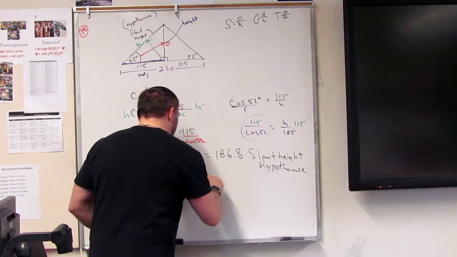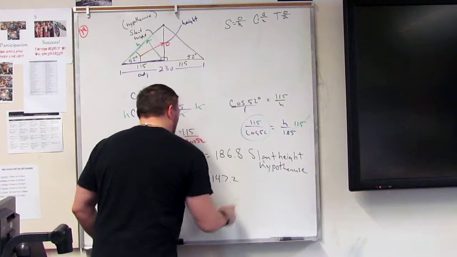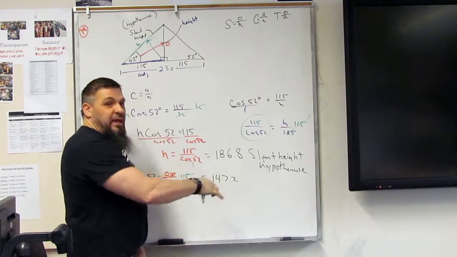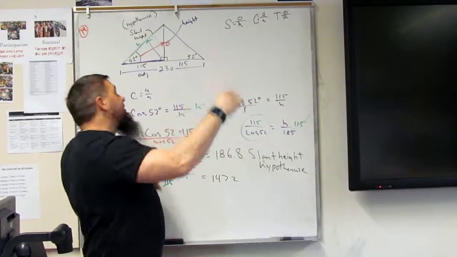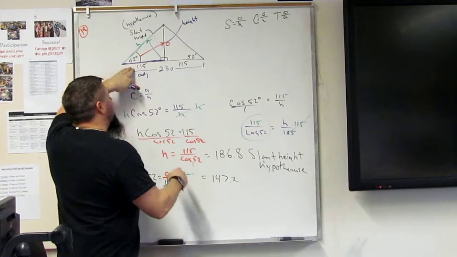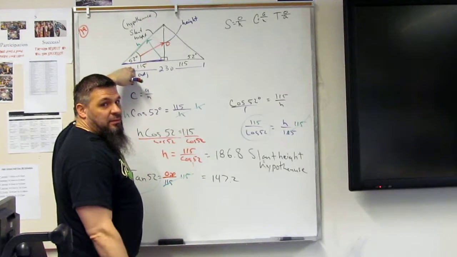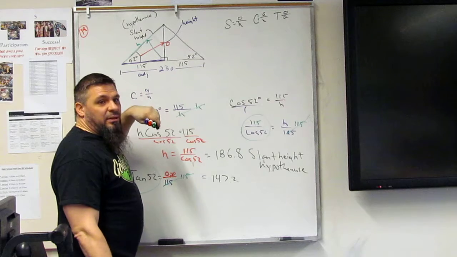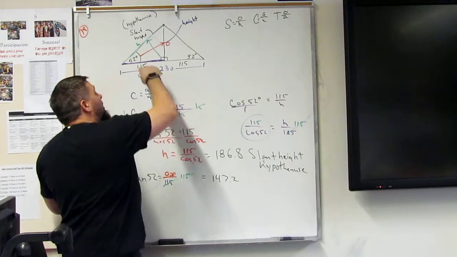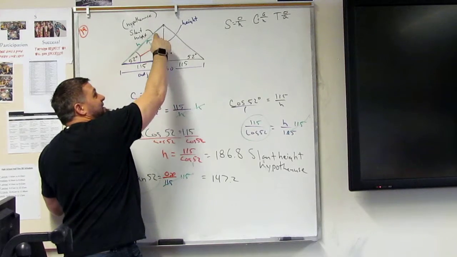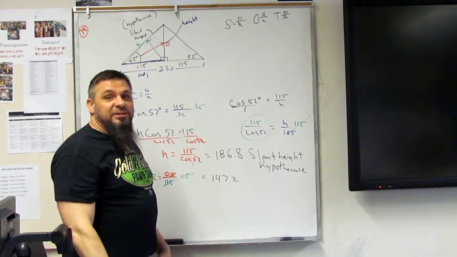Seems about right. This should be smaller than that, right? This is the height, this is the slant height. This hypotenuse, this should be the longest. This is 115, that should be the shortest. Well, not necessarily. We think it should be, because we think, well, this is 52, this is 90, this has to be less than 52, right?